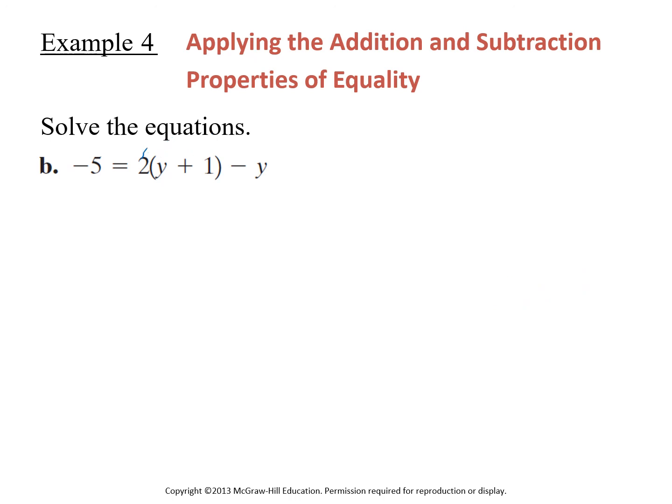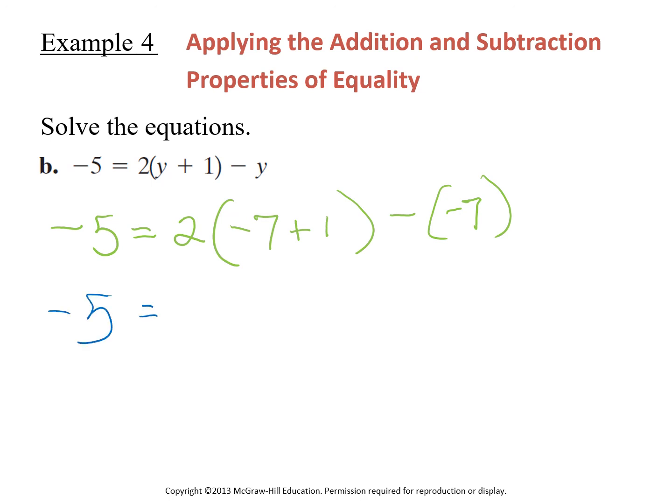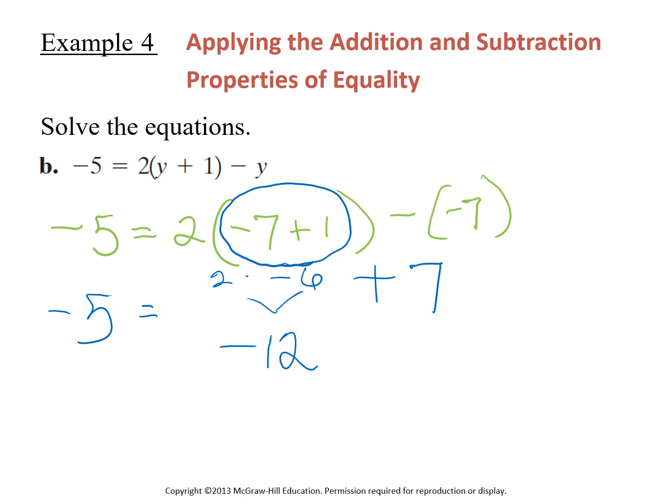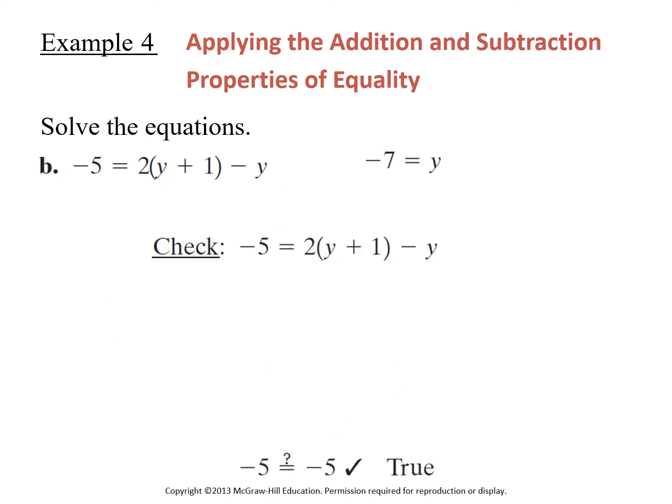So I have negative 5 equals 2 times negative 7 plus 1 minus negative 7. So I don't use the distributive property here because I can do what's within parentheses. So I'm just going to use order of operations. Negative 7 plus 1 is negative 6, and 2 times negative 6, and then minus negative 7, which is going to be the same as plus 7. So 2 times negative 6 is negative 12, plus 7 is negative 5. So there's my balance statement. So this is just showing the check.